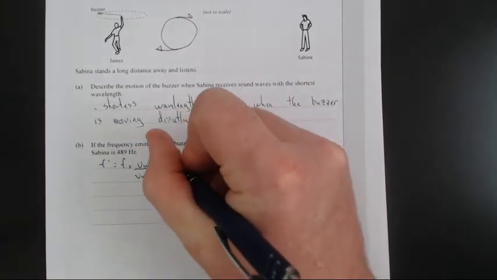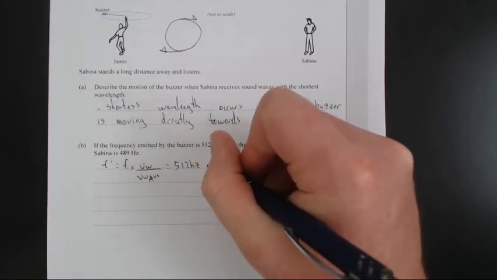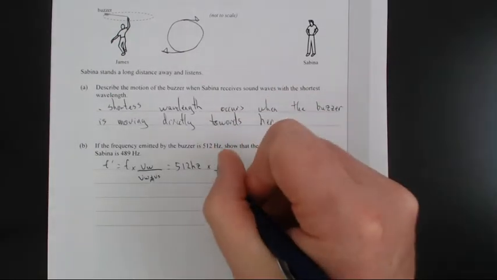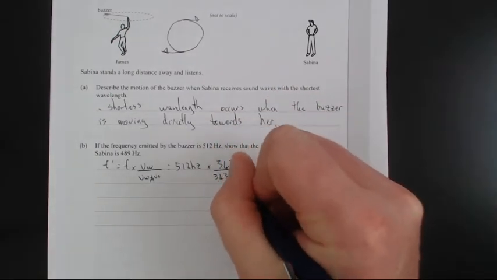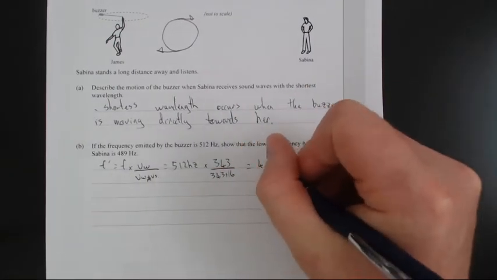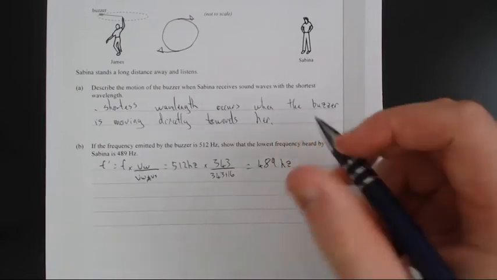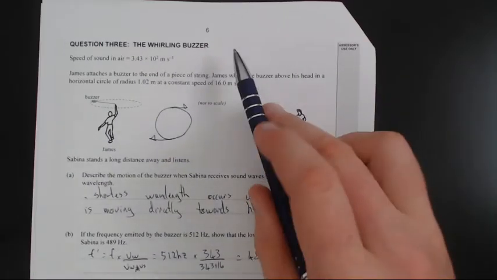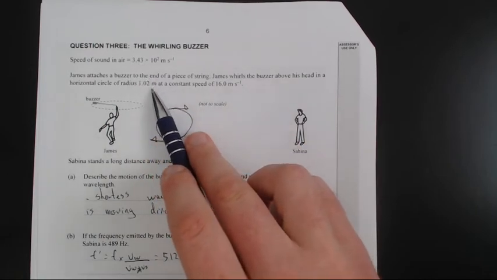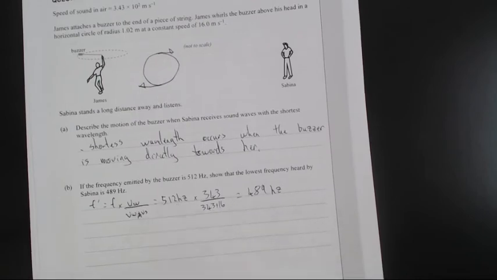So we have f dash equals 512 hertz times 343 divided by 343 plus 16, because the buzzer is moving at 16 meters per second, and that does indeed equal 489 hertz. And just another thing, all the numbers we have been given are in 3 SF, so our answer needs to be in 3 SF, which it is. Cool.